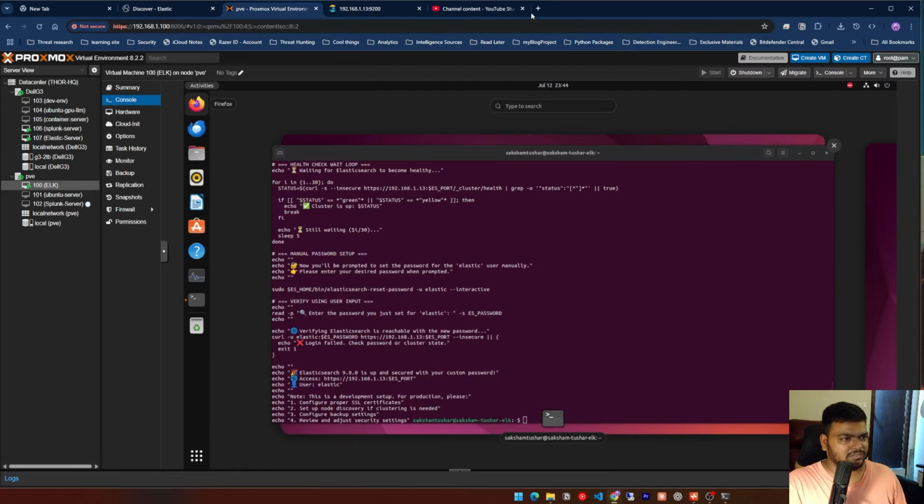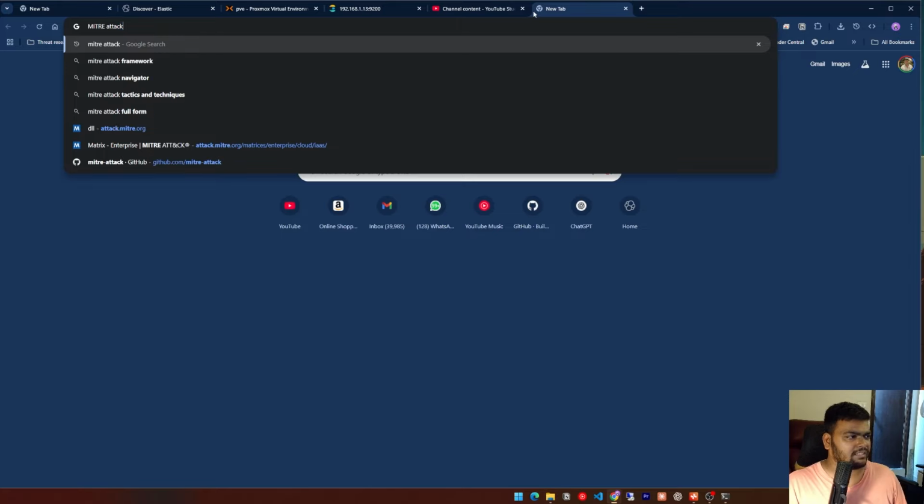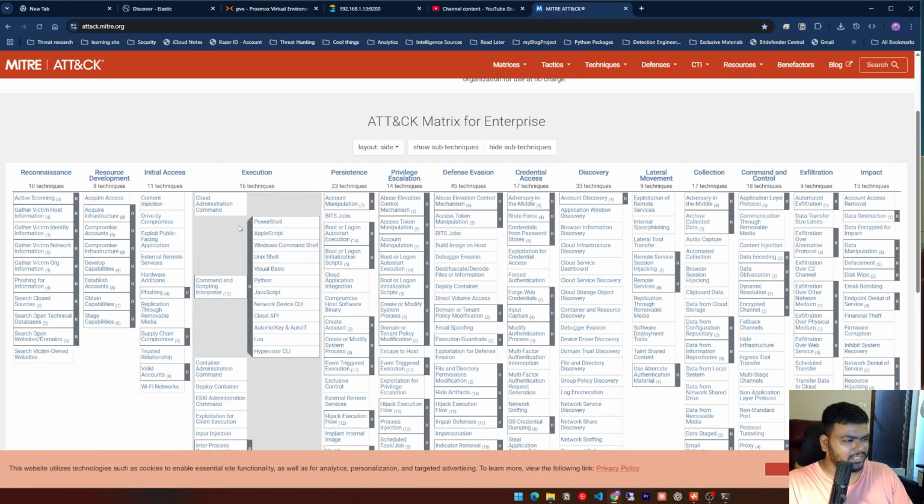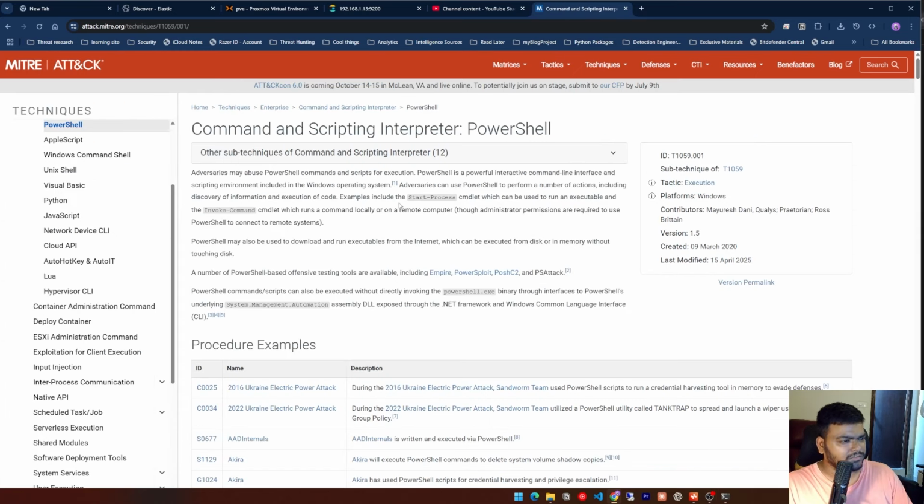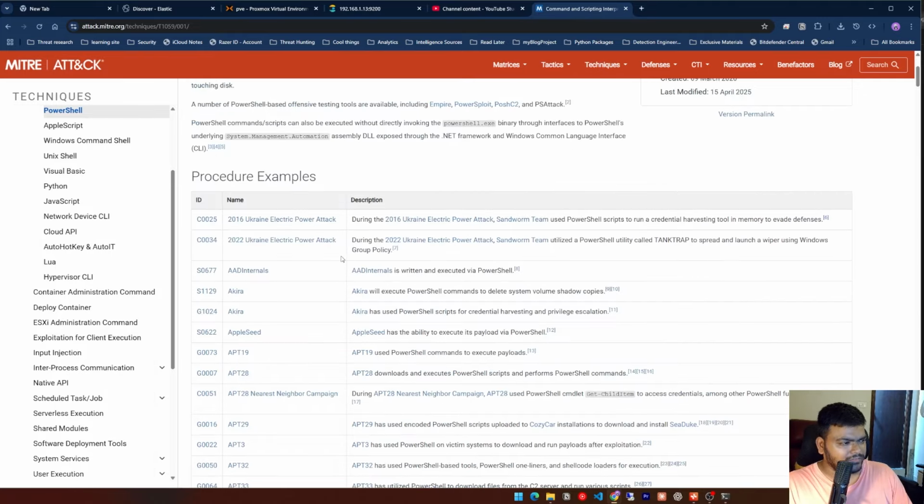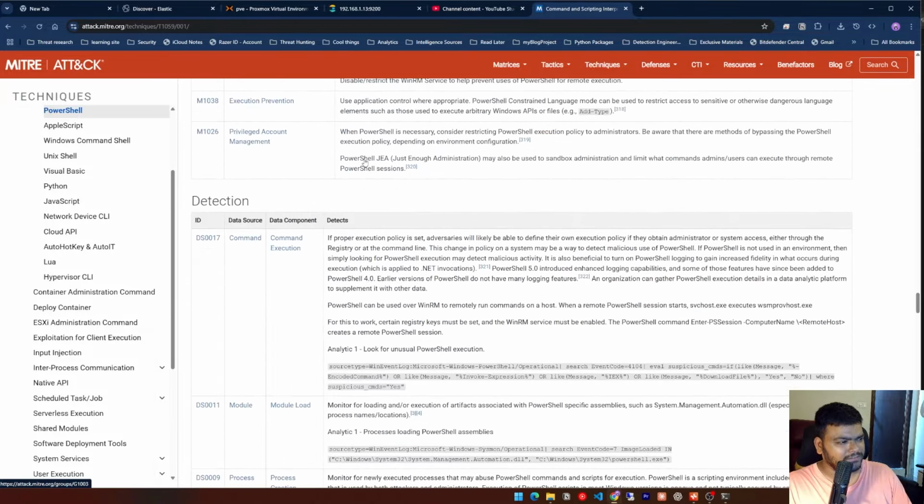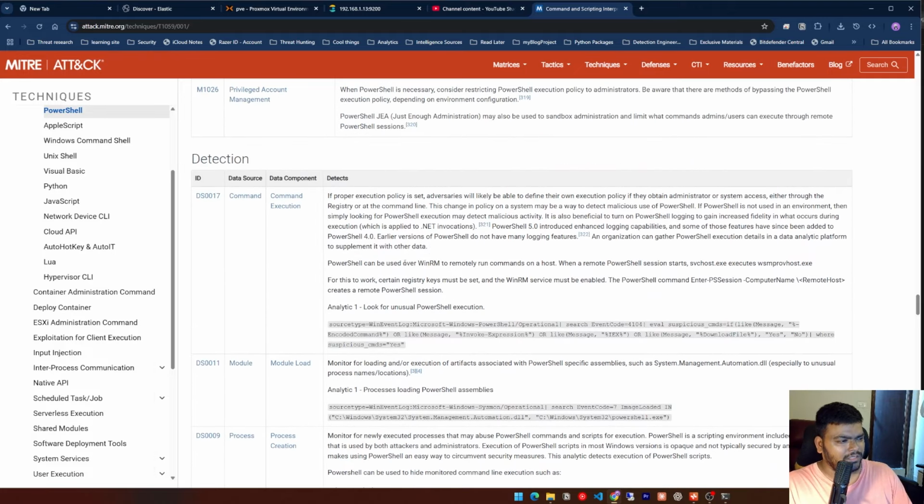So I'll just quickly draw my browser and try to go back to MITRE ATT&CK. Let's take execution, command and scripting interpreter, PowerShell. Awesome. Okay, so we have PowerShell here. We'll scroll down. The n number of procedures defined. We'll keep scrolling. Okay. It gives you a detection table, and this is a really good example to pick from.